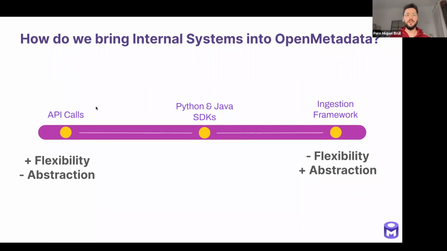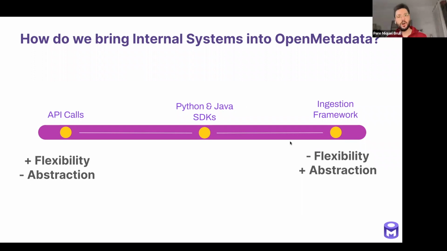What's the benefit here? We have all the flexibility in the world. As long as it's something supported by the server, we can just make the API call and get on with it. What's the maybe not so good part? That we really need to know what we're doing. We really need to know this language and how we can exchange all of this information.